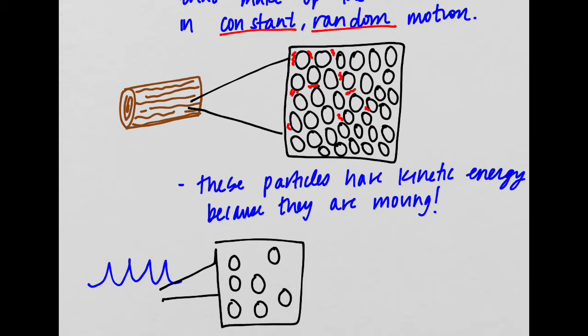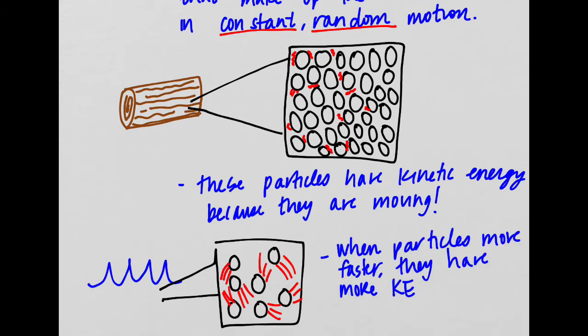These particles in the wood, they're just buzzing, they're just vibrating. But in the water, they're moving around more. They're sliding past each other. They actually move from one place to another. So these particles have more kinetic energy, right? So the faster the particles are moving, the more kinetic energy they have. We know that from our last chapter.